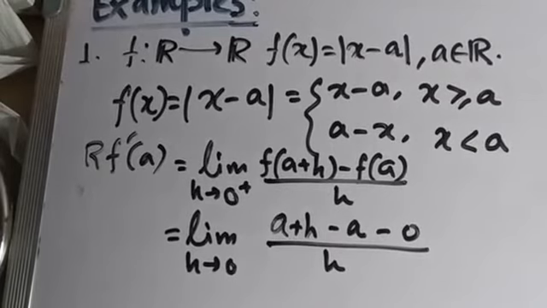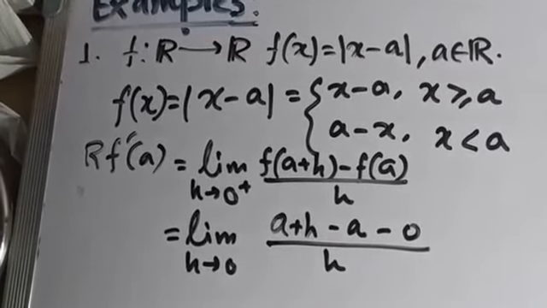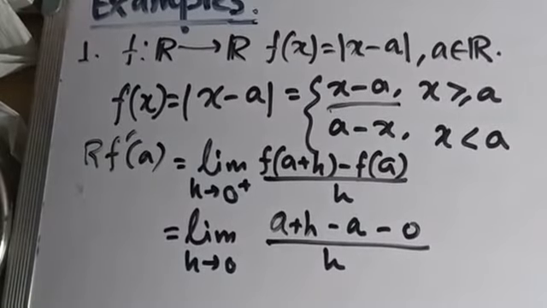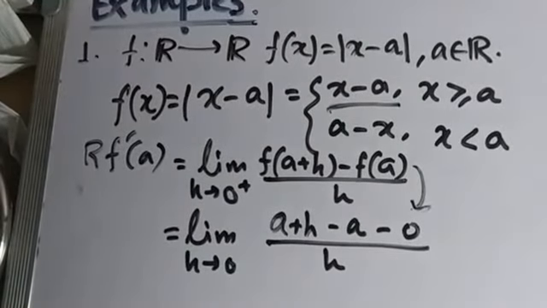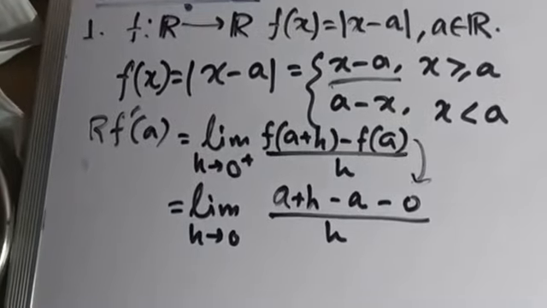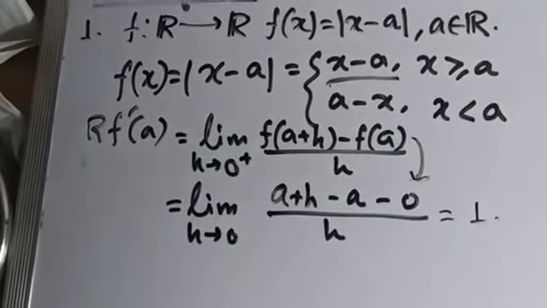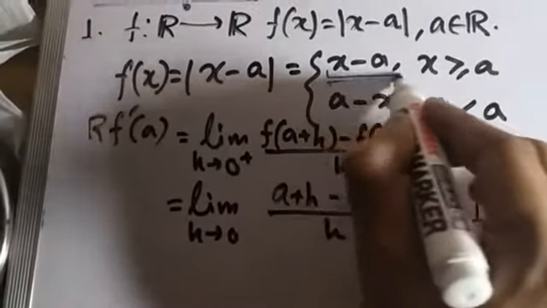So we can say the value of f of a plus h is nothing but, according to this definition, it is a plus h minus a. Instead of x we are writing a plus h, so it is a plus h minus a, and the value of f of a is 0. So that's why this expression is coming. So you can easily verify that this limit is 1, which is the derivative of x minus a with respect to x.